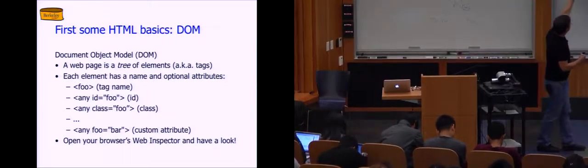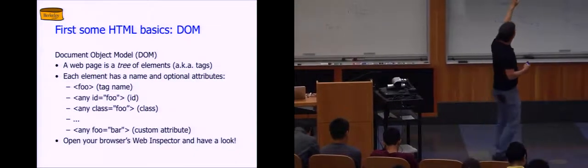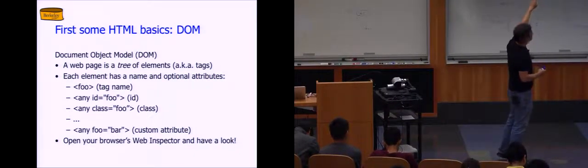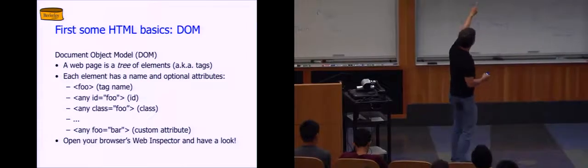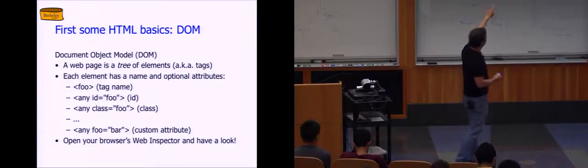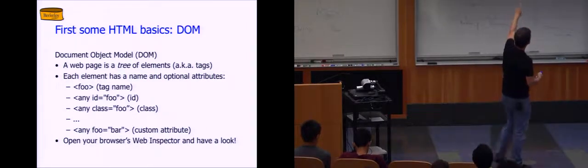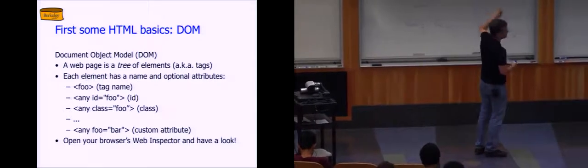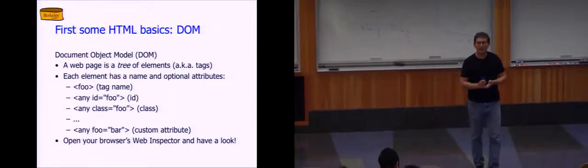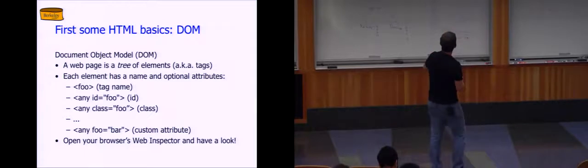So if you have a tag like foo, that's just the name of the tag, but you can give it an ID. So for any tag that you want, you can have an ID equals foo. It can have a class. And in fact, it can have anything. So you can give it any attribute name you want. ID and class happen to be standard and common. But you can make up your own attributes and stick them in there too.